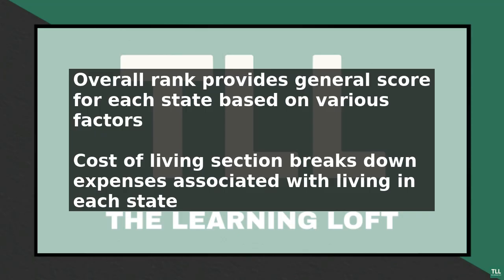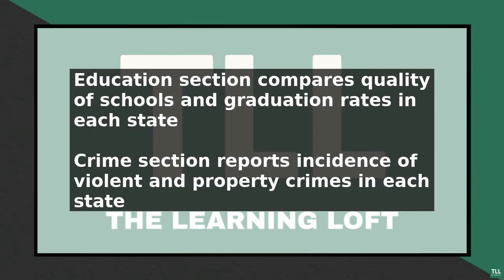The education section compares the quality of schools, student-teacher ratios, and graduation rates. This data is essential for families with children or individuals pursuing higher education. The crime section reports the incidence of violent and property crimes in each state, providing valuable insights for those concerned about safety.